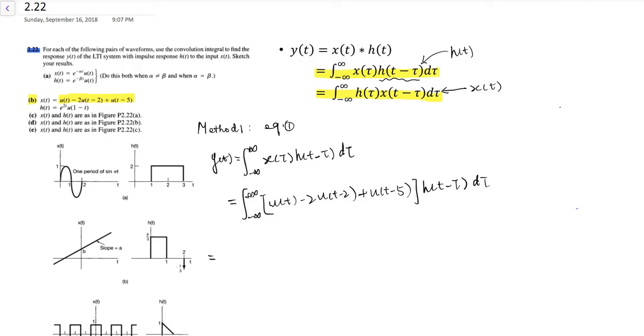So we can split each term into a different integral. We have this negative sign over here, so I'm just gonna do negative 2 u(t minus 2) h(t minus tau). Oh, actually, here we should substitute all t with tau over here. I'm sorry, guys. I always forget about this step and realize it afterwards.